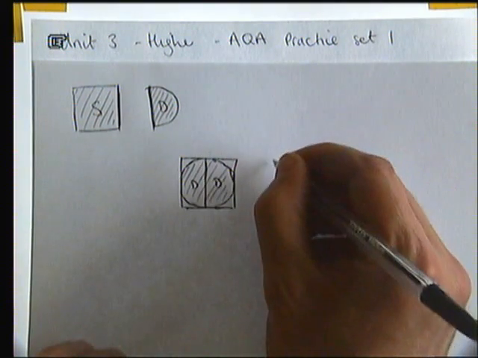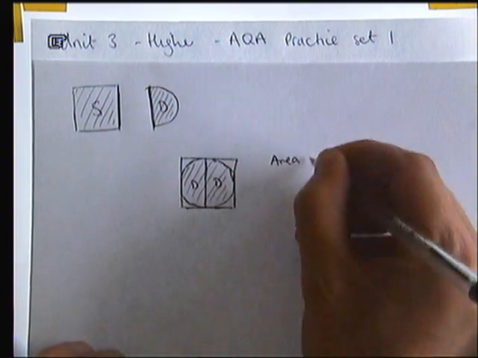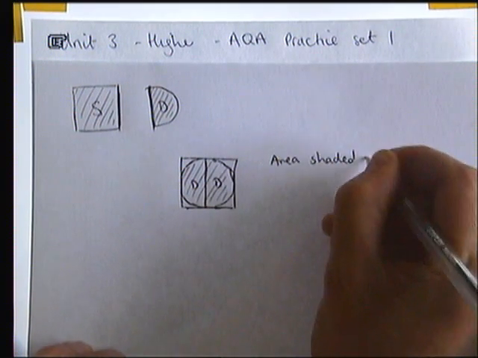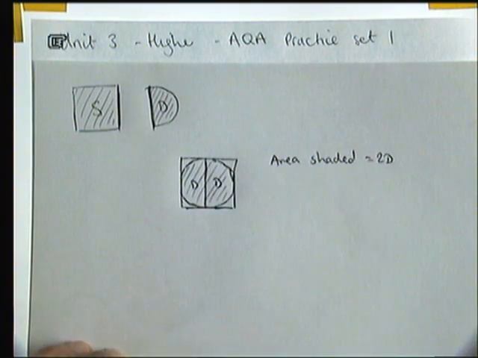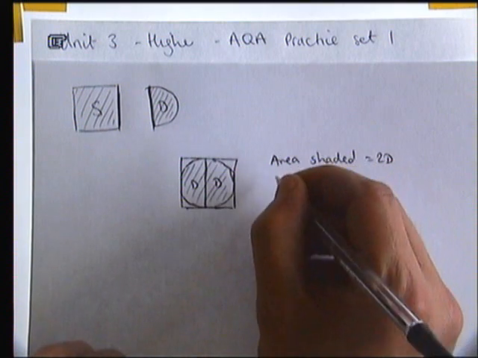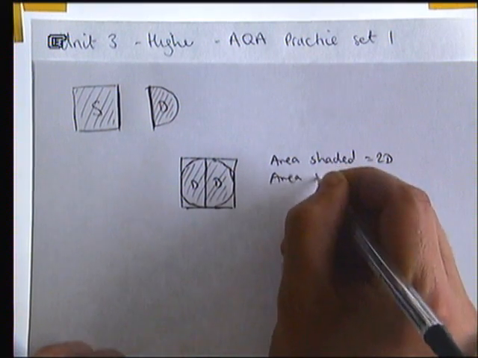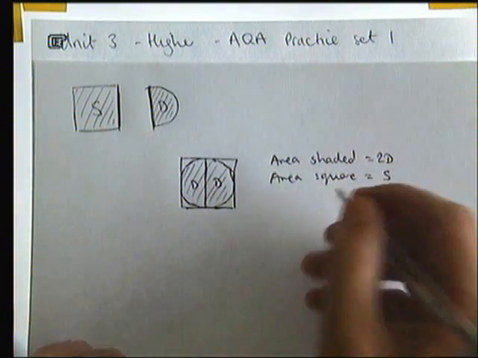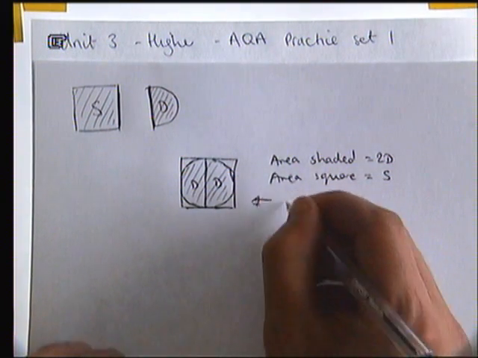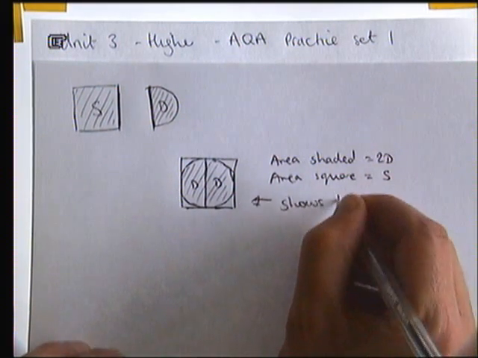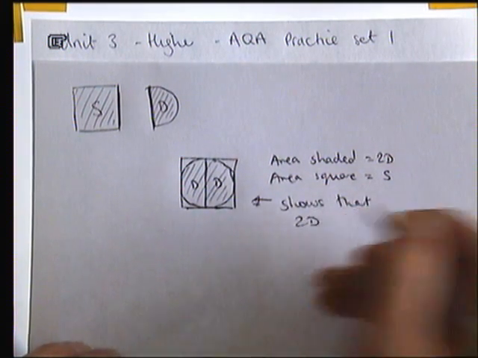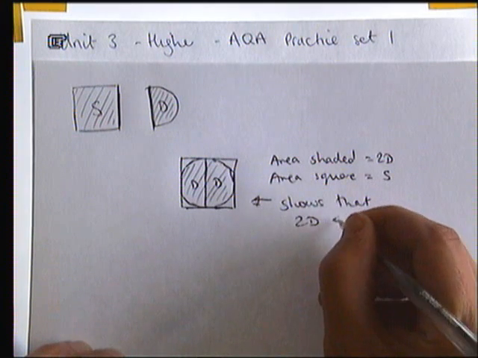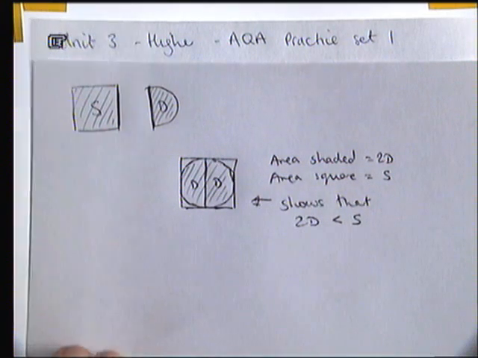So we can say the area shaded is 2D and the area of the square is S, and this diagram shows that 2D is less than S.